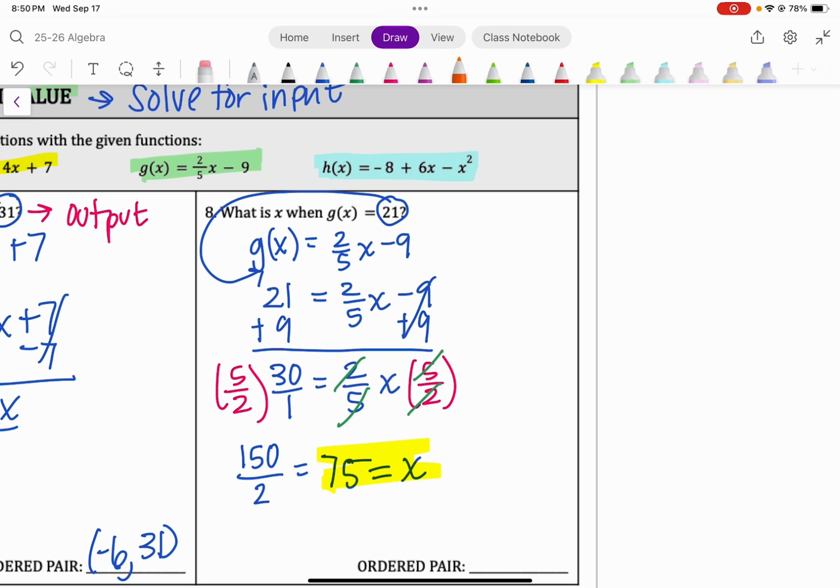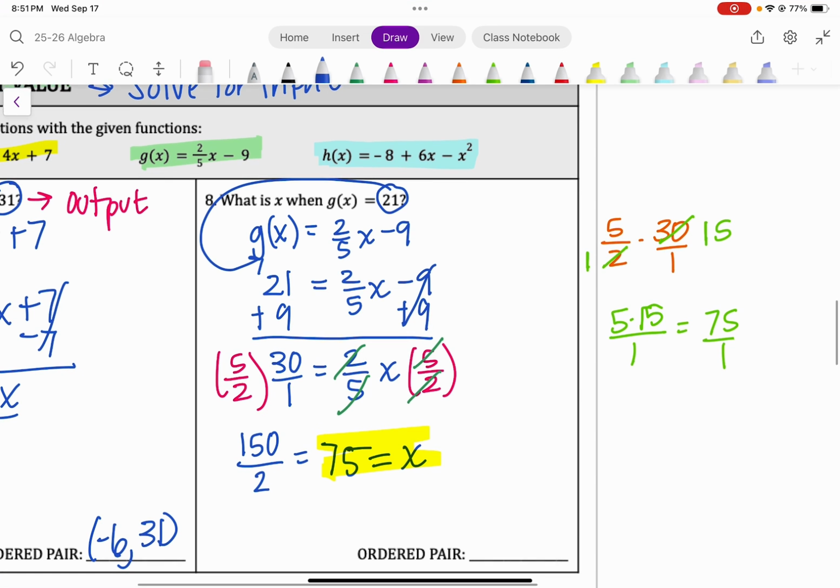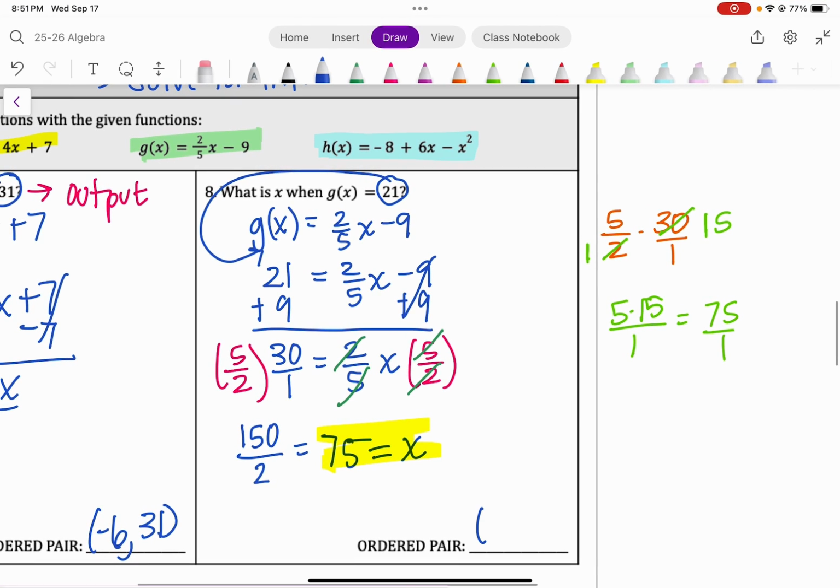The other way to do that work is to have 5 over 2 times 30 over 1. And you can cross cancel. You can say, okay, 2 and 30 will have common factors. The greatest common factor is 2. So 2 goes into 2 one time. And 30 goes into 2 15 times. And then you can do 5 times 15 over 1. So 75 over 1. Either way you get there. We want your input to be 75 and your output to be 21.